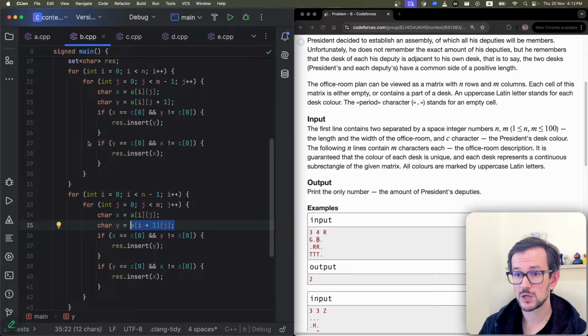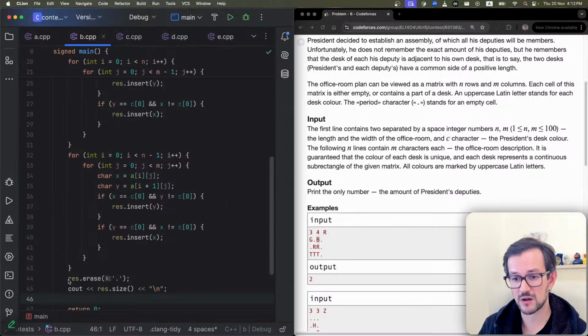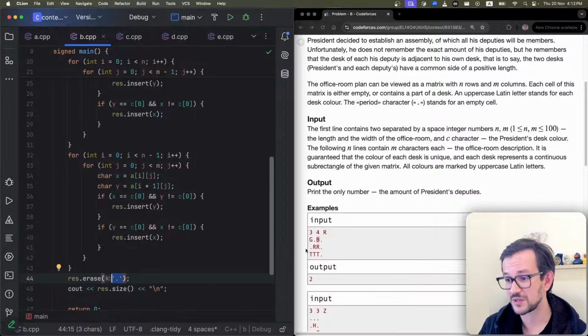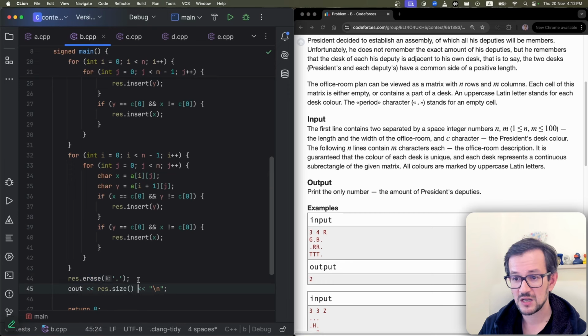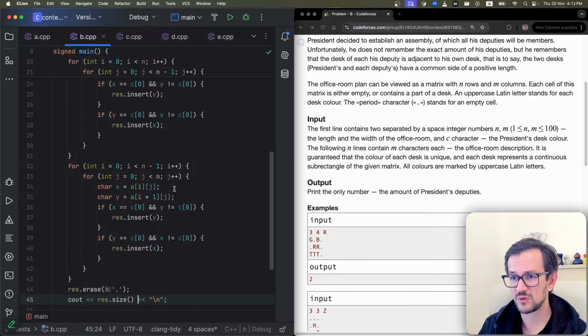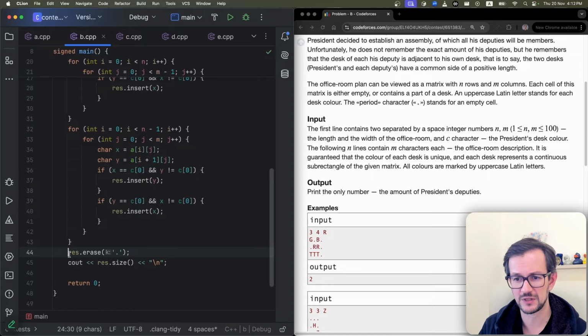That's it. So I check all neighboring pairs here, all possible pairs of neighboring cells. In the end, I erase the dot from this. I forgot that I also have these dots. Dots are just empty cells. I don't need to count them, so I just erase them in the end. I can also modify these ifs so I don't consider empty cells, but I thought it would be easier to just remove it in the end.